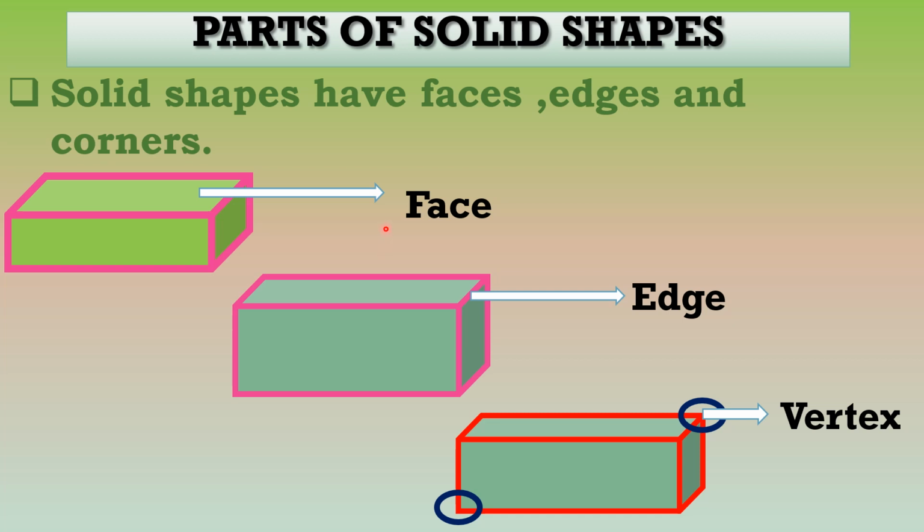Parts of solid shapes. Solid shapes have faces, edges and corners. The flat portion of the solid shape is called face. The straight line where the two faces meet is called edge. This is called edge. The point where the three edges meet, 1, 2, 3, is called vertex.